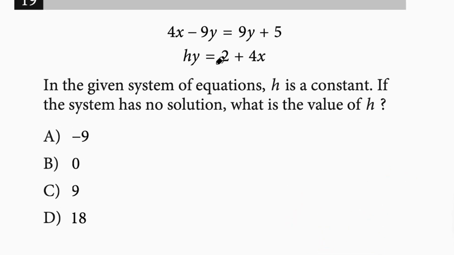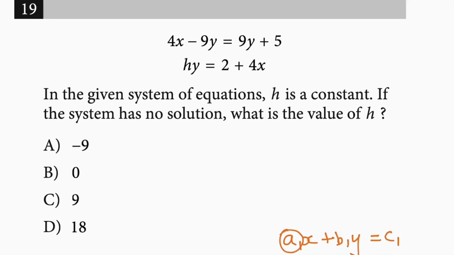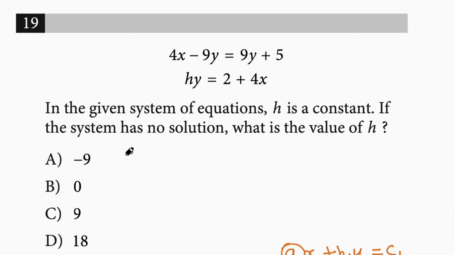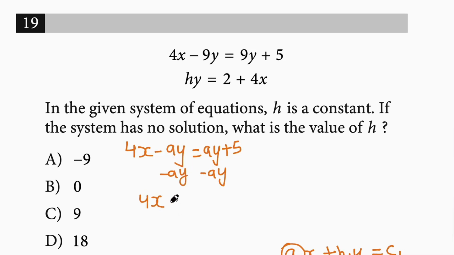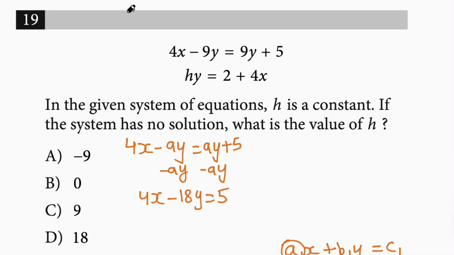Now these equations are not in standard form, right? We have to write the equations in standard form like this. But our equations are not in standard form. So let's write the first equation, 4x minus 9y is equal to 9y plus 5. y has to be on the left hand side. So subtracting 9y on both sides, it's 4x minus 18y is equal to 5. Okay, first equation written.